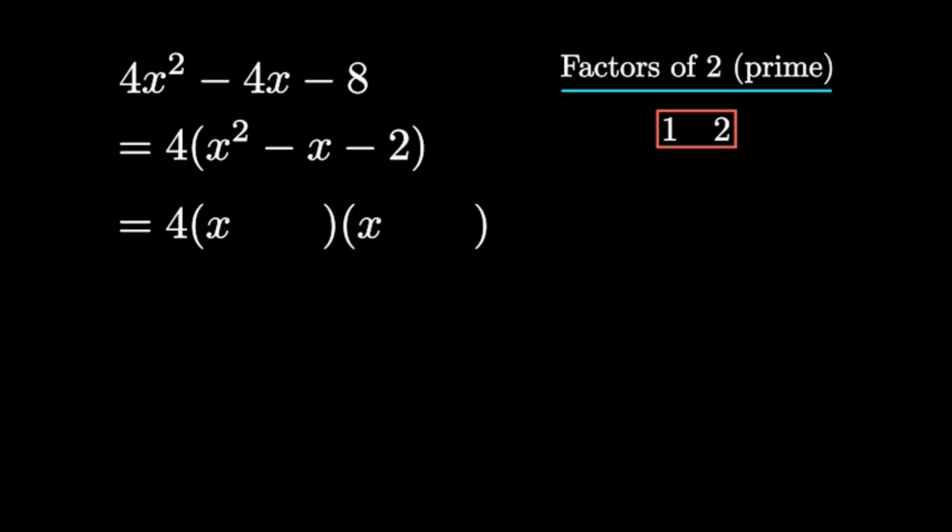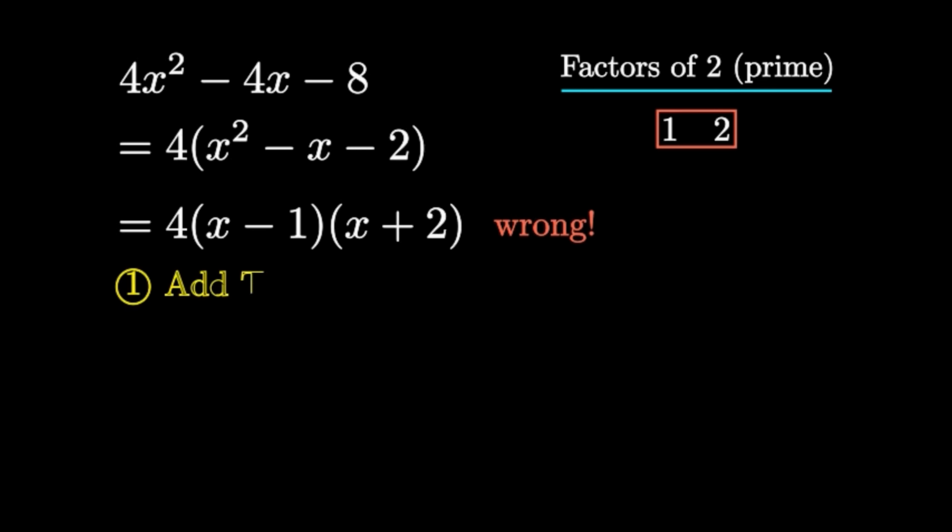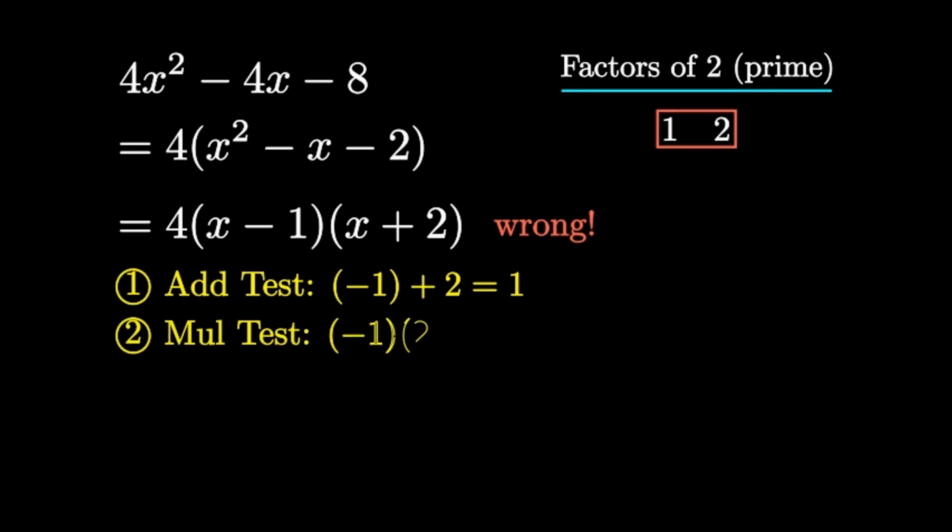Okay, so let's make this first mistake here. Let's just say I put in the wrong signs. Well, if I put in the wrong signs, no big deal. All we got to do is make sure it passes the add test and the multiplication test, okay? So the add test, does -1 plus 2 give me a -1? We're looking at the second parentheses. And does -1 times 2 give me a -2?